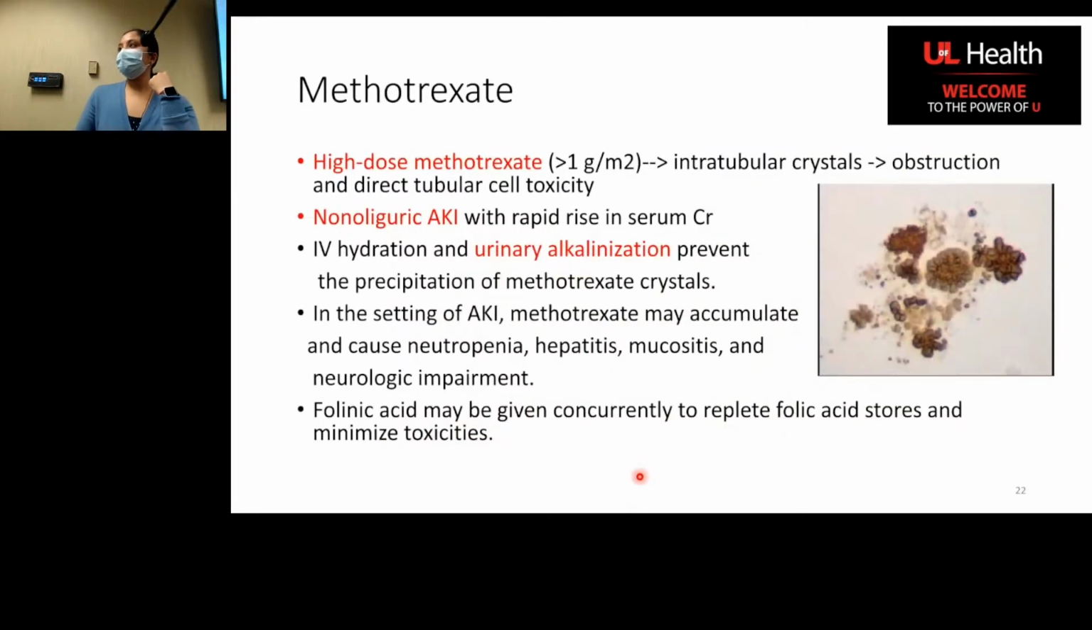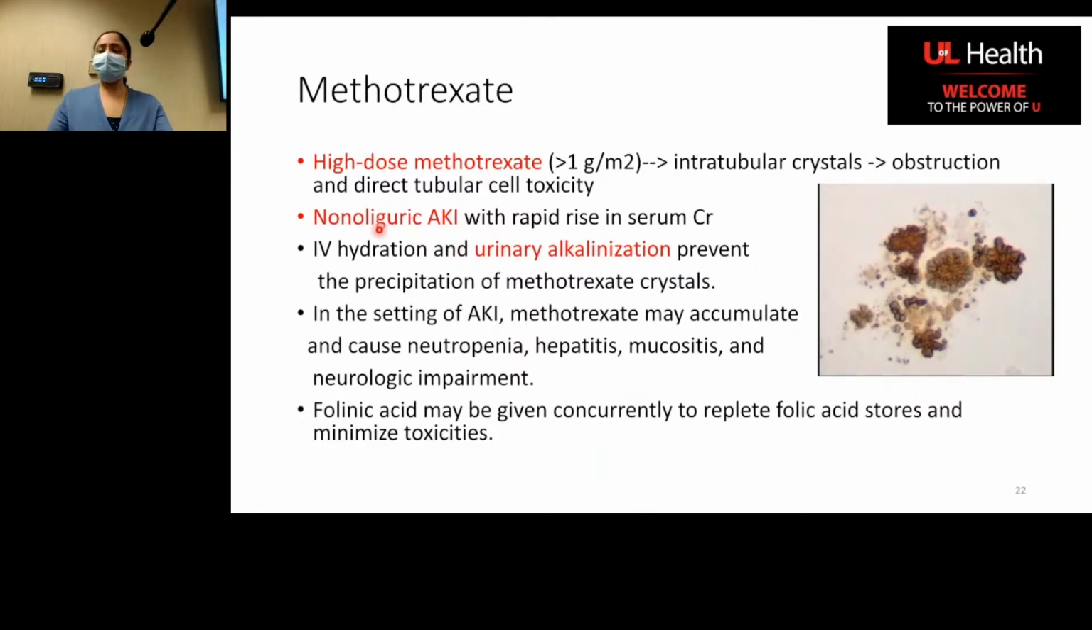And then the third drug, which is methotrexate, and this is something we see more on the inpatient side. Patients are given IV methotrexate, high dose, more than 1 gram per meter square. And it can be nephrotoxic by causing intratubular crystallization and obstruction. And these are the methotrexate crystals that you can see in the urine sediment.